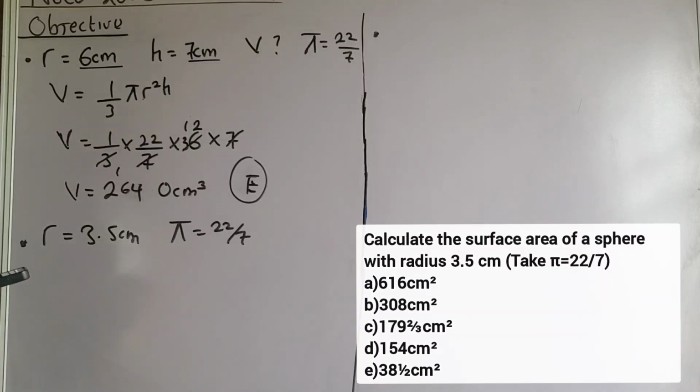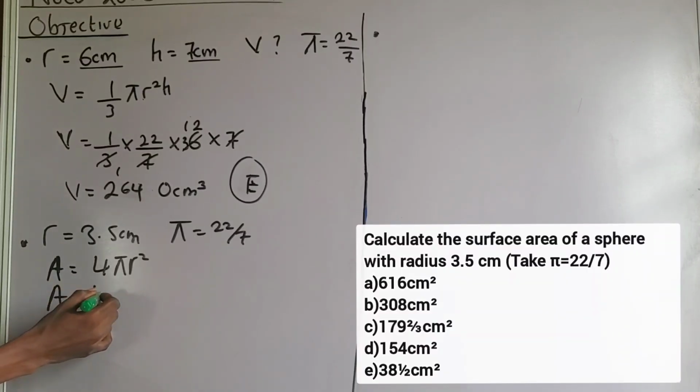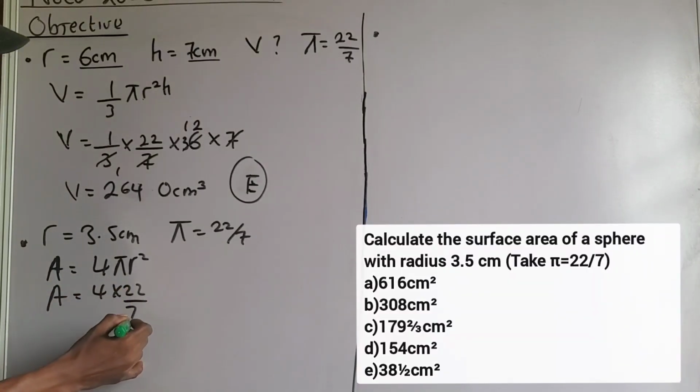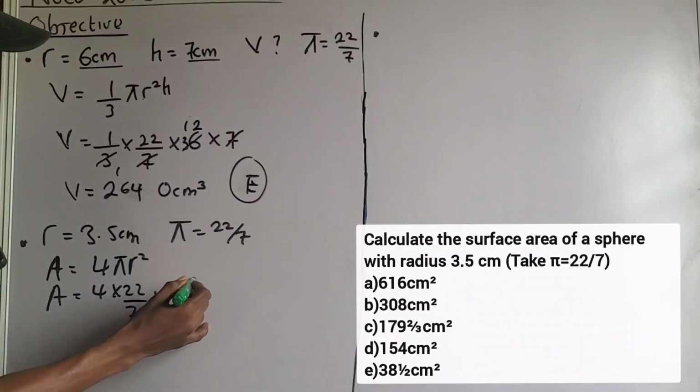Okay, now let's proceed. For this, the surface area of a sphere is equal to 4 pi r squared. Do you understand? 4 pi r squared. This is the area of a sphere. So if you want to get the area, that will be 4 times 22/7 times 3.5 squared.